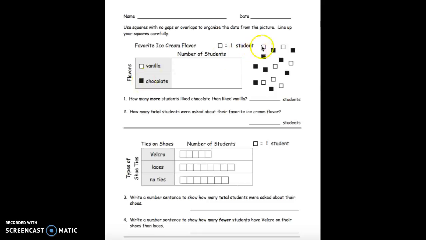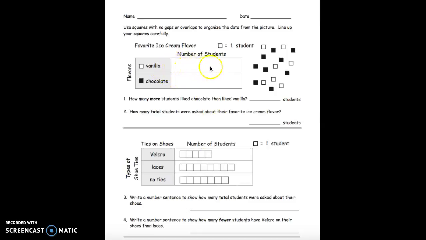Get started by counting the number of vanilla squares and then drawing the vanilla squares, kind of like they did down here. Be careful with your picture and make sure your squares are all the same size and there are no gaps between and no overlaps. They're lined up just like you see below.